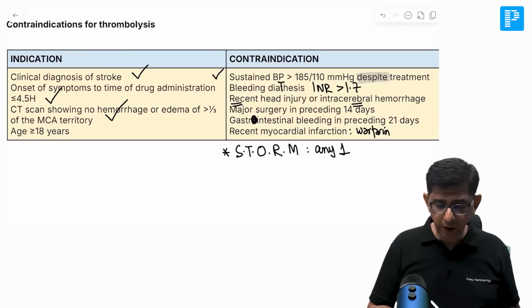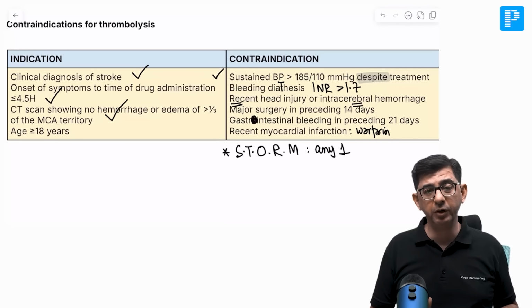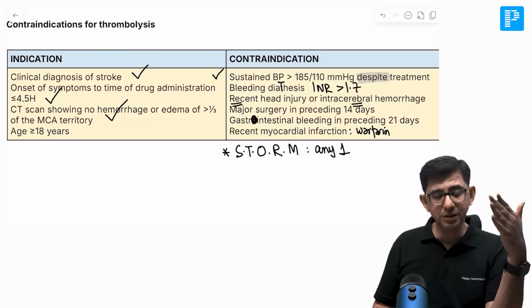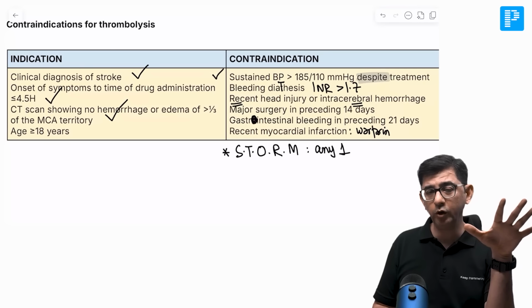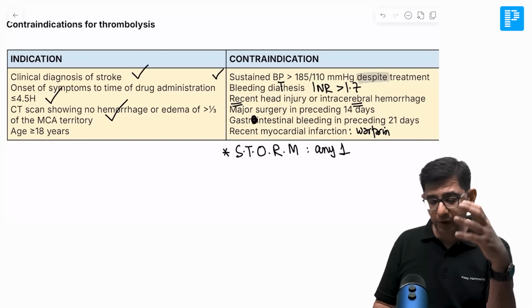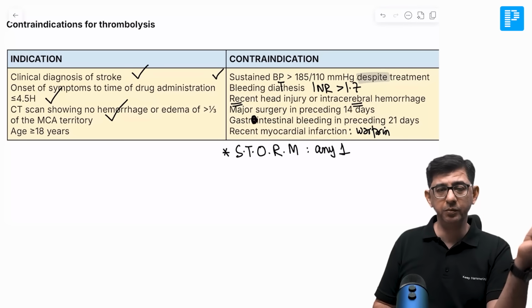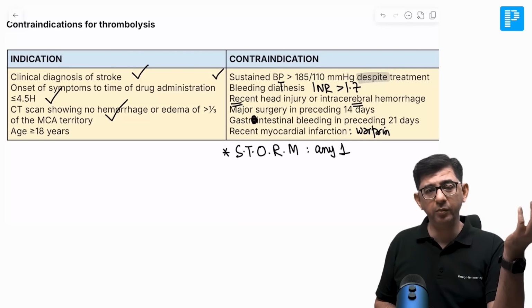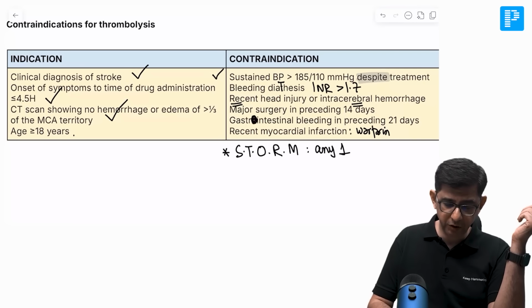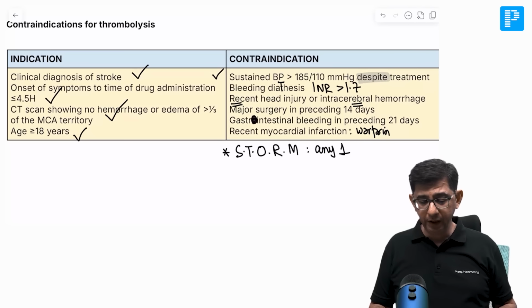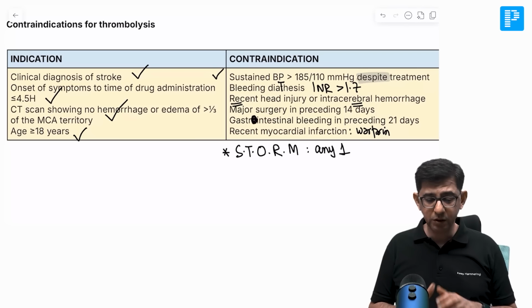CT scan should show no hemorrhage or edema greater than 1/3, because if it's a large infarct, then usually there is a secondary hemorrhage occurring in a multilobar stroke. So we should restrict it to a stroke which is limited to a particular area of the MCA territory. If it's a huge infarct, then there's a risk of hemorrhagic transformation. And obviously the age of the patient should be more than 18 years, with no contraindications for thrombolysis. Now, brain hemorrhage is where thrombolysis is not to be done.